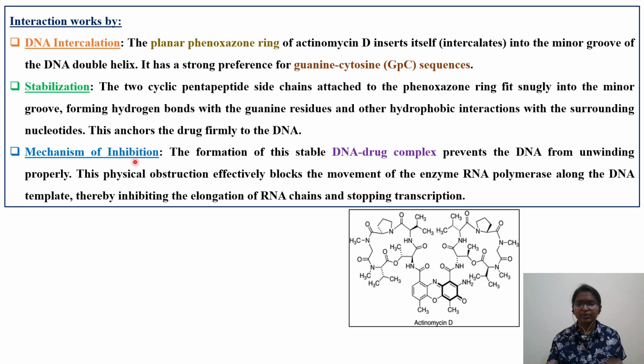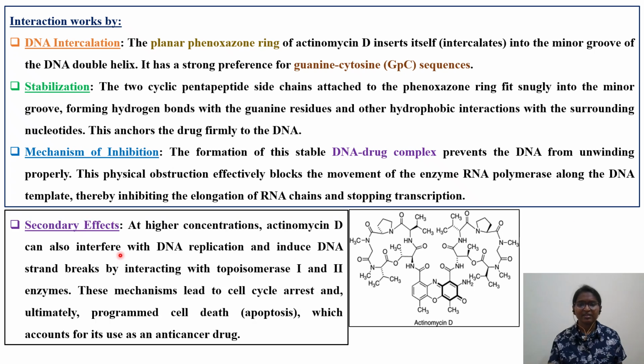If you look into the mechanism of inhibition, a stable DNA and drug complex is formed. It will prevent the DNA from further unwinding. So there will be no separation of the double stranded helix. The physical obstruction effectively blocks the movement of the enzyme RNA polymerase along the DNA template, thereby inhibiting the elongation of RNA chains and stopping the transcription. RNA transcription is inhibited.